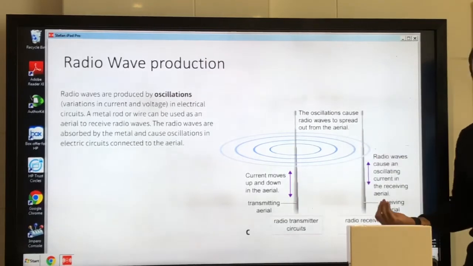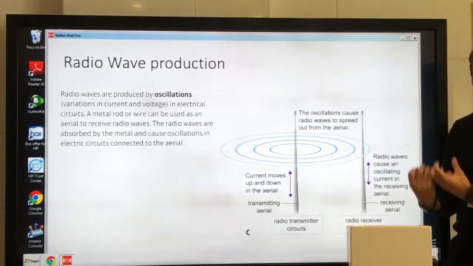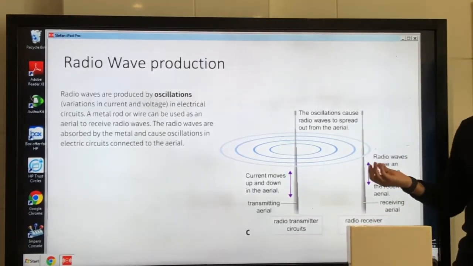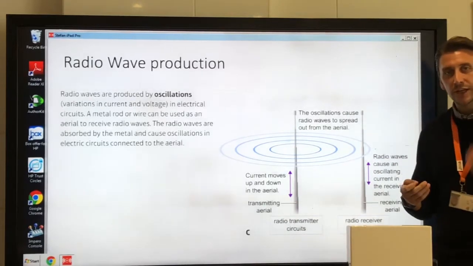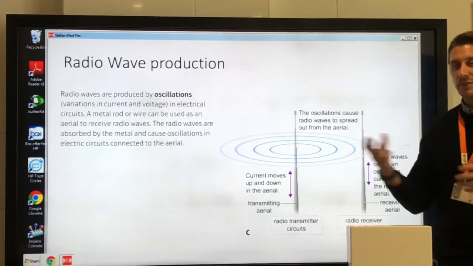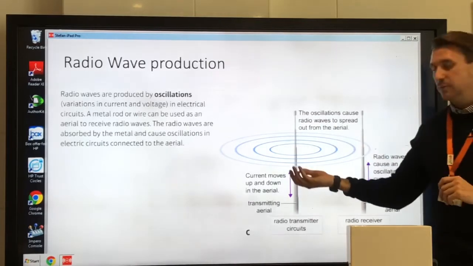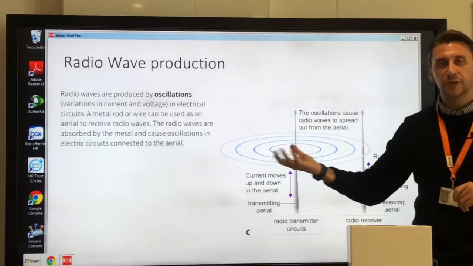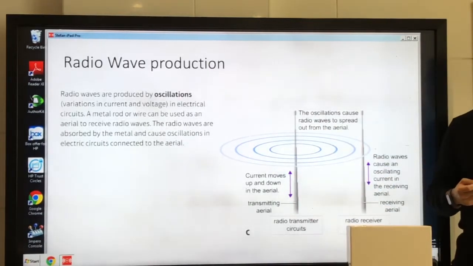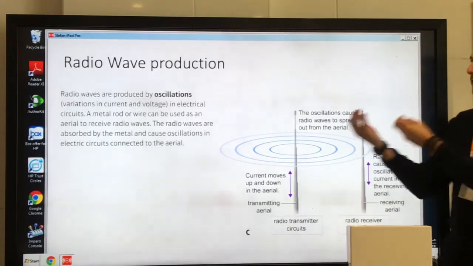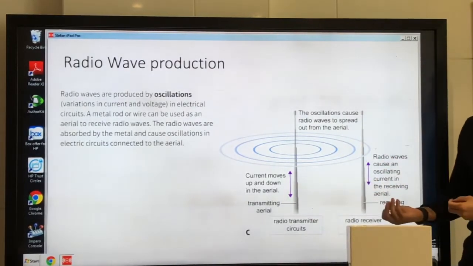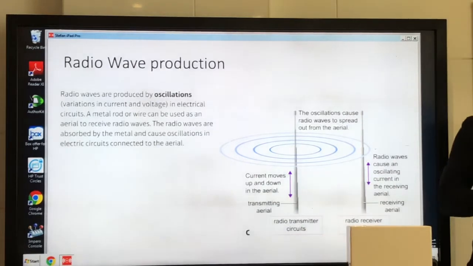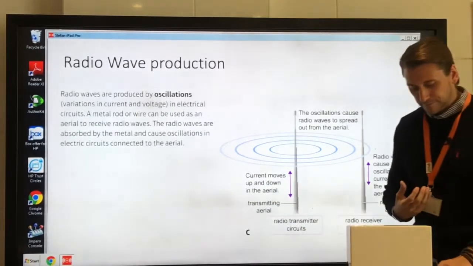But if you want to receive the radio waves, then obviously you absorb the radio waves using an aerial again, which causes those electrons in the circuit to oscillate. So it's the same thing in reverse. You make electrons oscillate and you produce radio waves; you absorb radio waves, it makes electrons oscillate. All right? And that's the production of radio waves, and also obviously the receiving of radio waves and turning them essentially into sound waves. Okay?